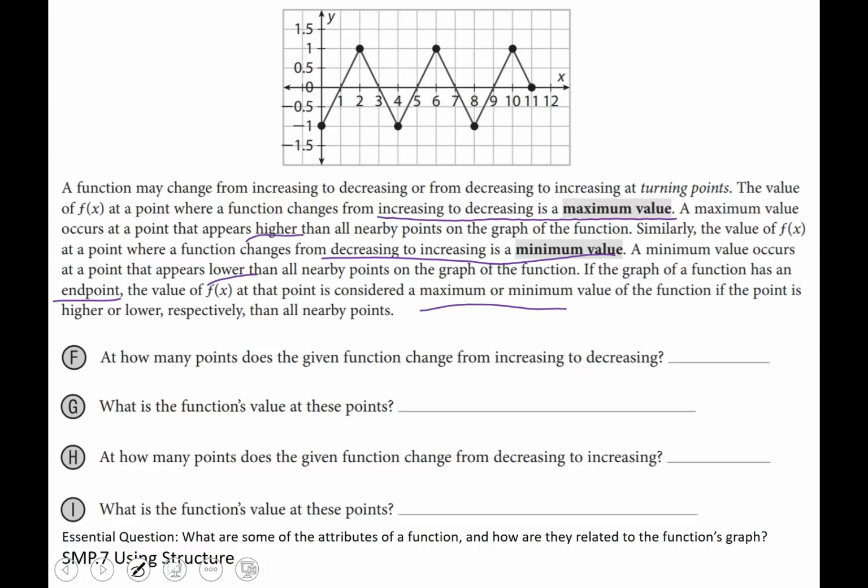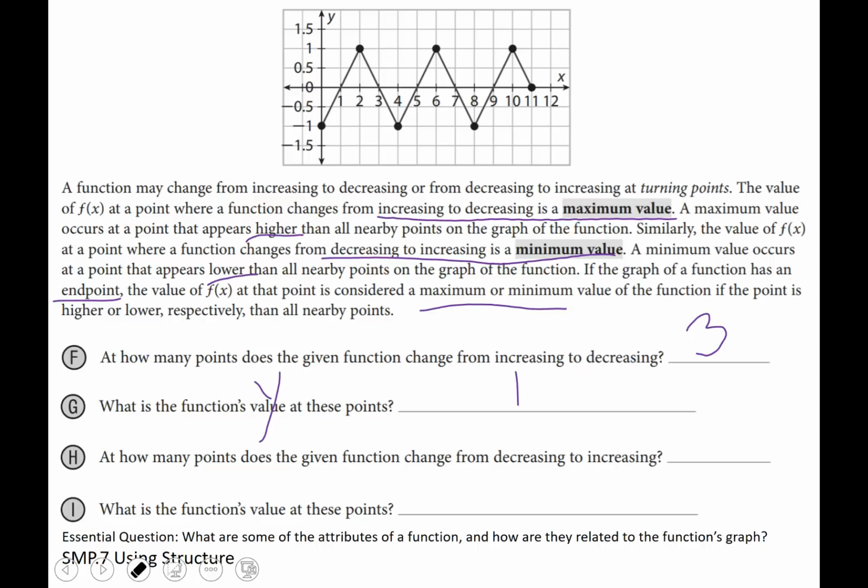All right, so the next thing we're going to talk about is how many points the function changes from increasing to decreasing at. So increasing to decreasing, there's 1. Increasing to decreasing, 2. Increasing to decreasing, it looks like 3. What is the function's value at these points? Remember, value, we're talking about what is the y at those points. In this case, they all happen to have the same y value. If I looked across at the y value, it is 1. Okay, I'm going to erase on my graph.